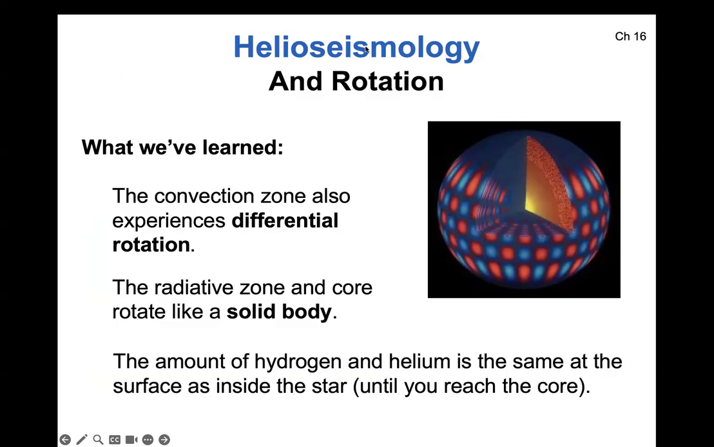So what we've learned from helioseismology and relating it to models that account for the sun's rotation is that the convection zone also experiences differential rotation, so it doesn't move as a solid. We've learned that the radiation zone and core rotate like a solid, so they don't rotate at different rates at different latitudes. We learned that the amount of hydrogen and helium is the same at the surface as inside the star, and it only changes in proportion once you reach the core.